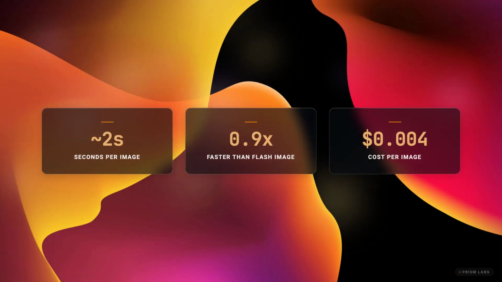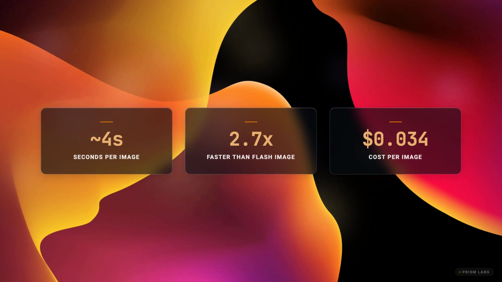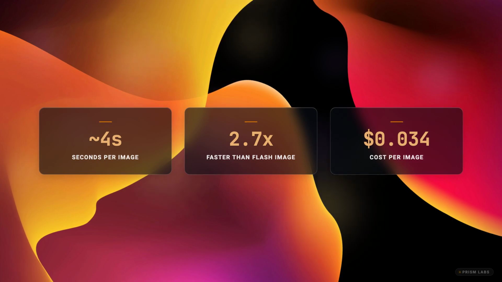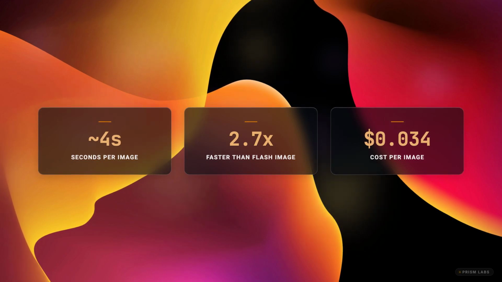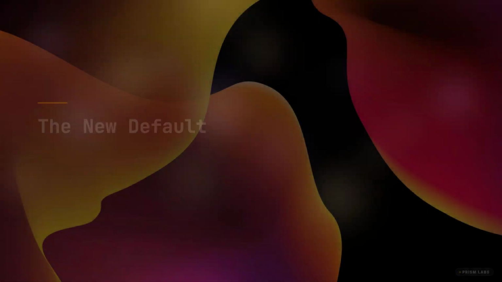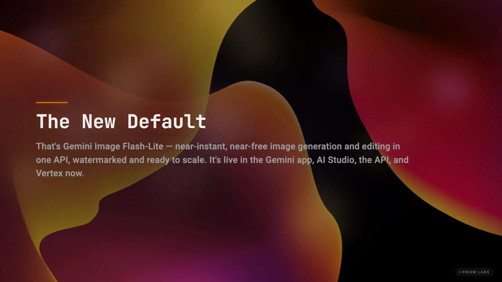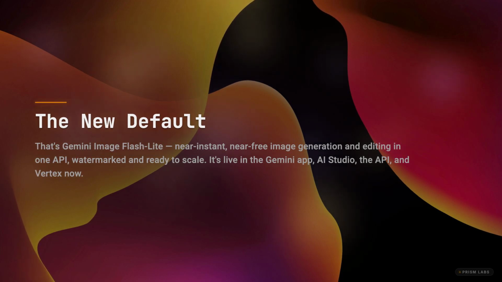So here's the whole thing in 4 numbers, about 4 seconds per image, roughly 2.7 times faster than the model before it, around 3.5 cents per picture, and one API that does generation, editing, and composition together. That's the real case for Flash-Lite. Not that it's the most powerful image model on Earth, but that it's fast and cheap enough to fundamentally change how often you reach for one. That's Gemini Image Flash-Lite, near-instant, near-free image generation and editing in one API, watermarked and ready to scale. It's live in the Gemini app, AI Studio, the API, and Vertex now.